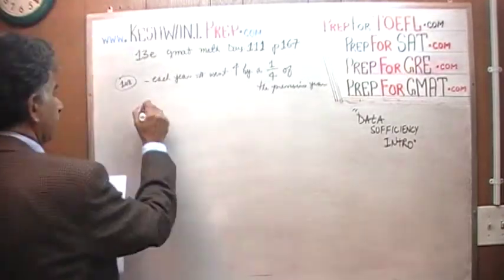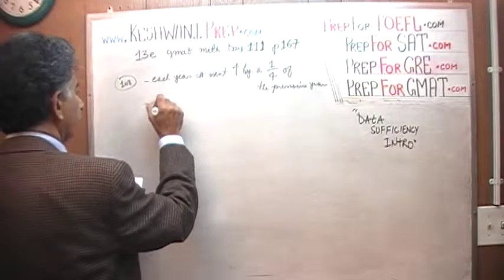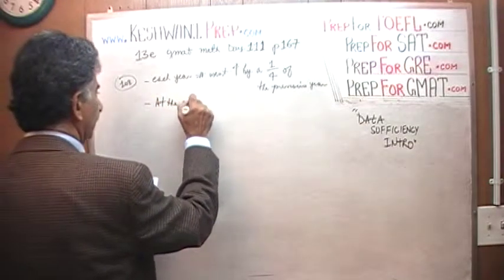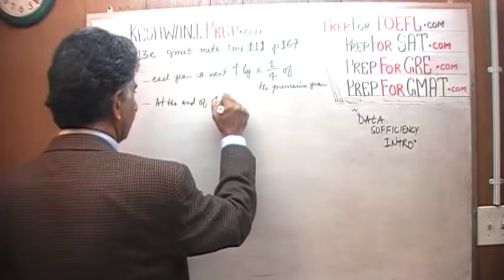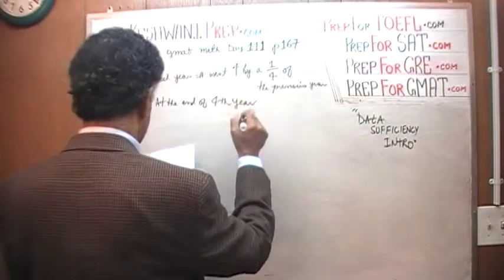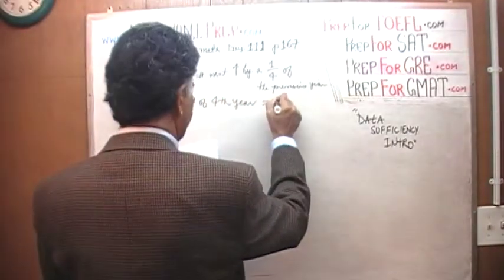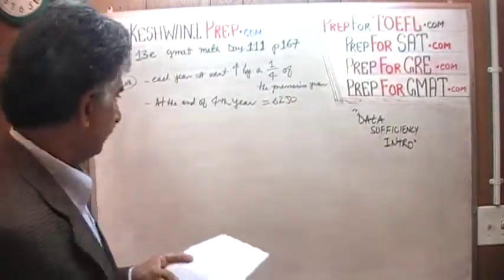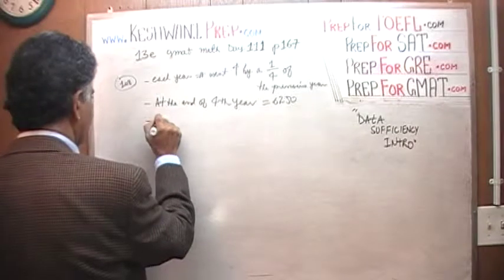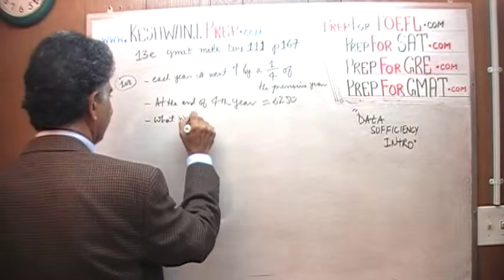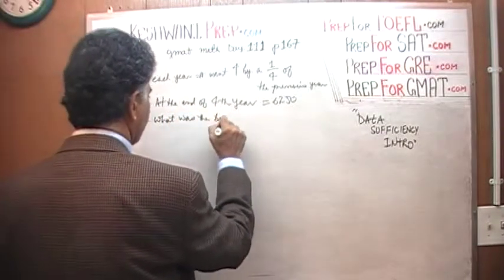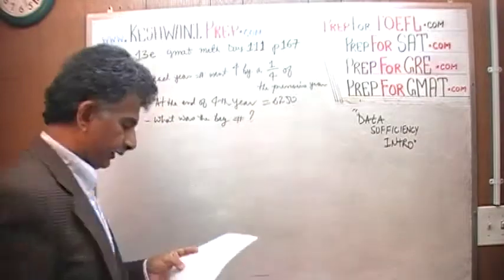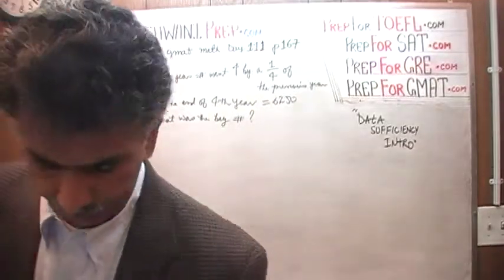We are also told that at the end of the fourth year, we had a total of 6250. The question simply is, what was the beginning number? What did we start out with? Let's see what we can do.